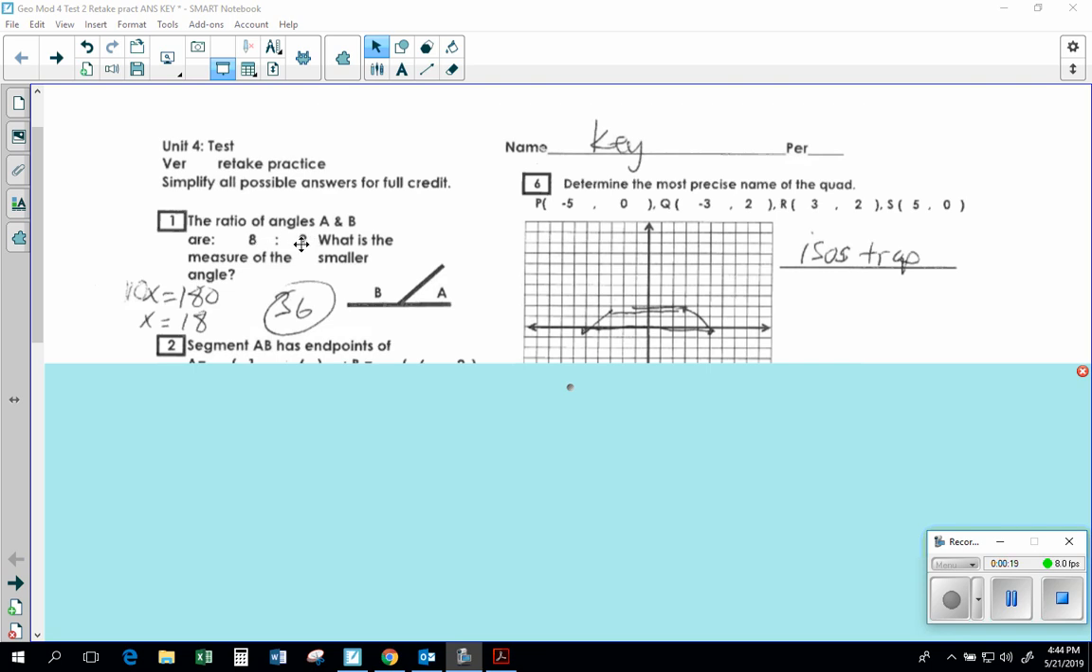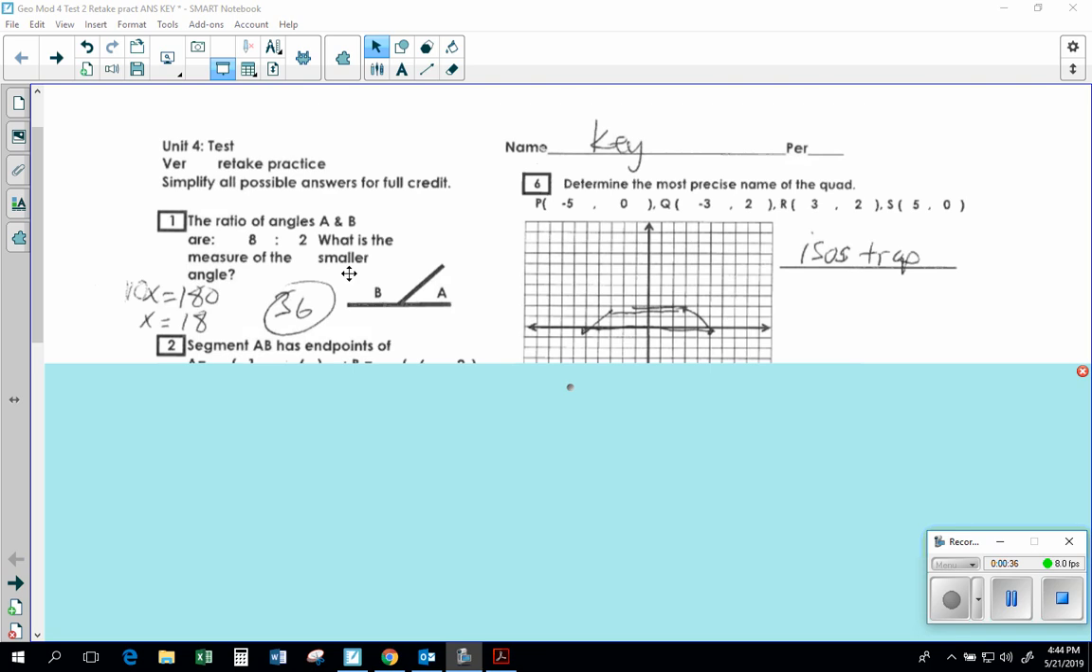So we have 8x plus 2x is 10x. We see that angles A and B form a line, which means they form a linear pair, which means they're supplementary, which means they add to 180. That's why we said equal to 180. So 10x equals 180, divided by 10 on both sides, x equals 18.